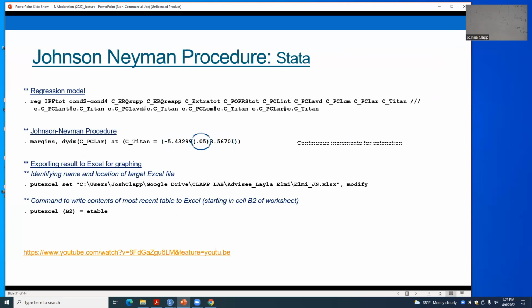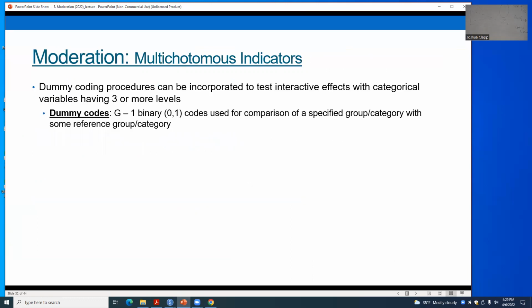How you do that in Stata, but if you don't use Stata, you don't care about that. So, okay.